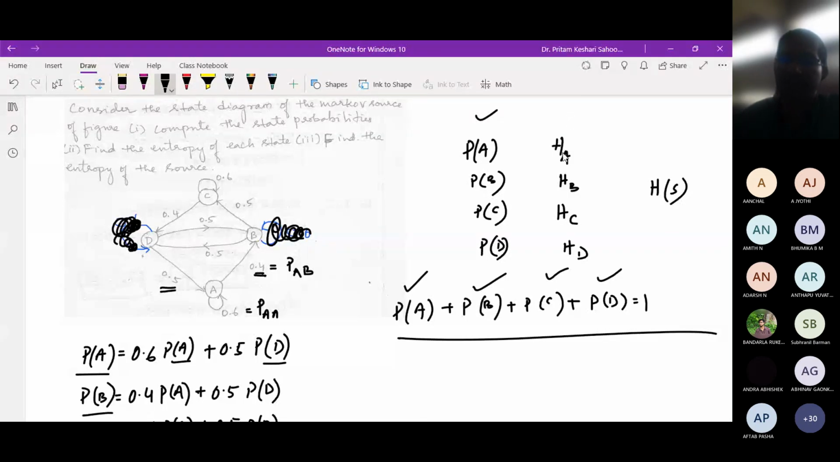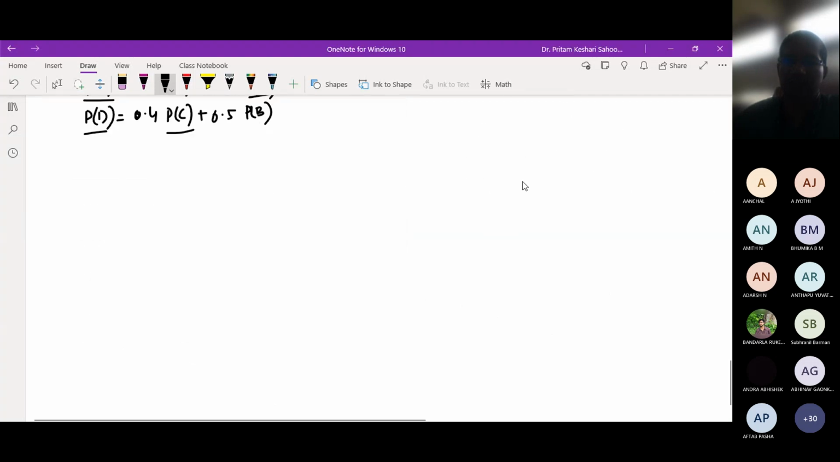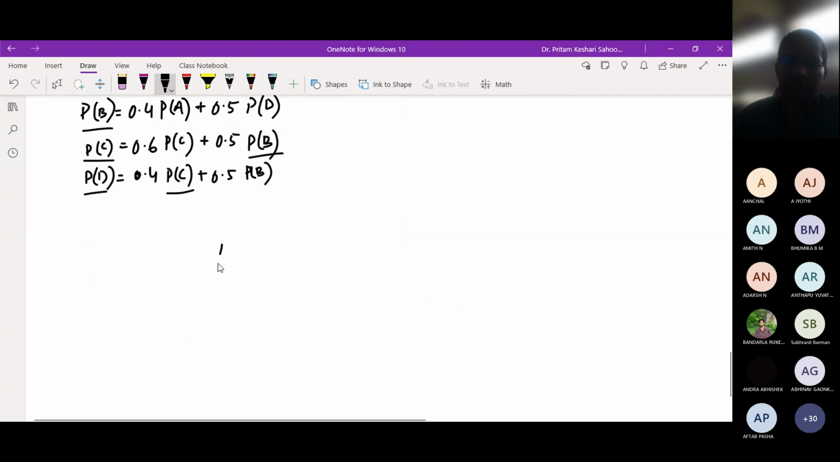Second, you have to find out the state entropy or average information of each state. What is the formula we are using for the average information of the state? Hi is equal to the summation of j equals 1 up to the maximum state, here we have 4 states, P of ij into log base 2 of 1 by P of ij. So this particular formula we are using.